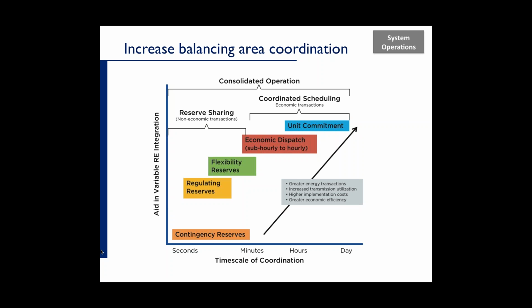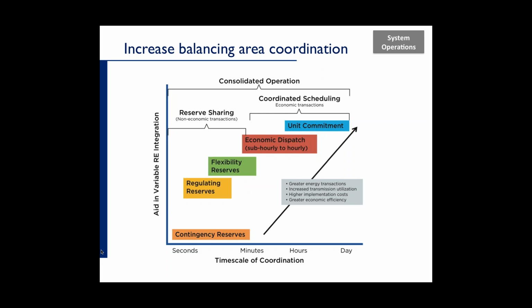across the two or more footprints, which results in savings because one region might be having an increase in demand at the same time another region is having a decrease. And this economic dispatch coordination allows us to net that out so that we're not chasing demand up in one area at the same time we're chasing demand down in the next area.